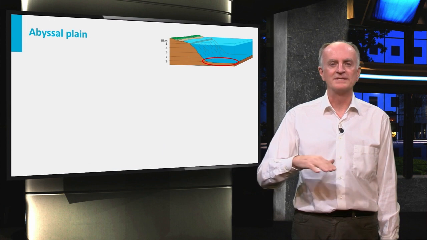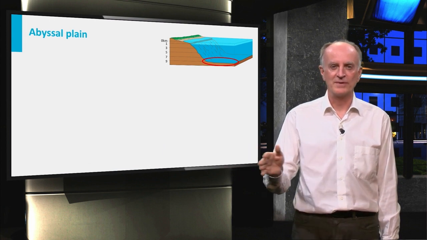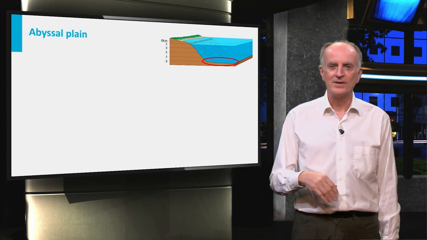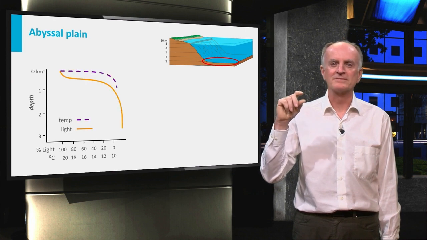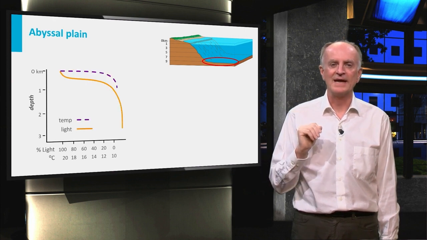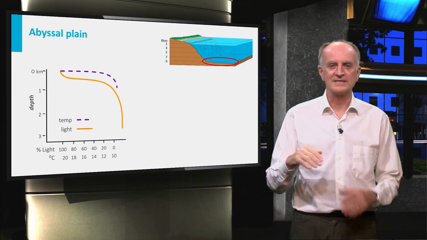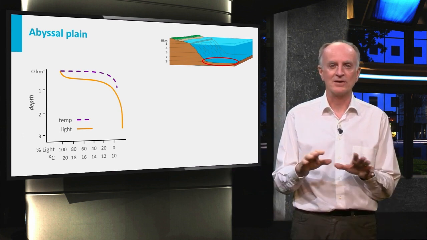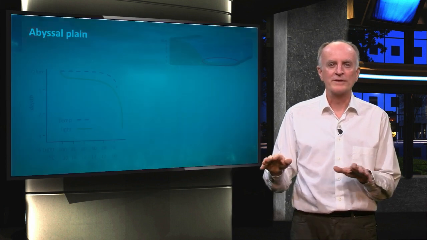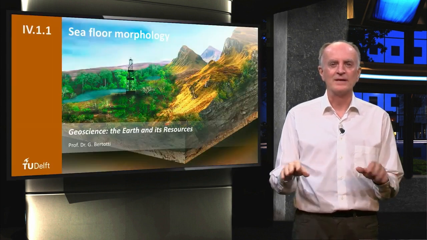Eventually, we reach the abyssal plains, huge regions with kilometers deep waters. Only the uppermost hundreds of meters of the water column are penetrated by light, making life possible. Below this zone, light is nearly absent and temperatures are low. Slow water movements and very little life.